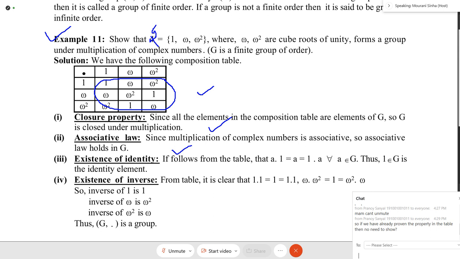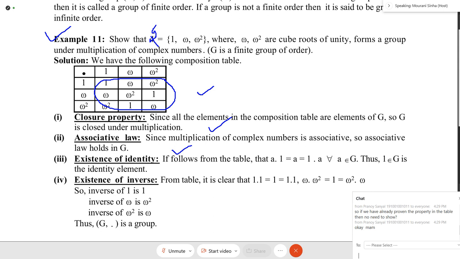How will I know that you have proven it in the table? You have to write that. All the elements in the composition table are elements of G, so G is closed. This you can write and complete. That's understood. So the associative law only you have to show, because in the composition table closure is shown, right? You say that all these 9 elements are either 1, omega or omega square. Hence it's closed. That's correct. Very good.